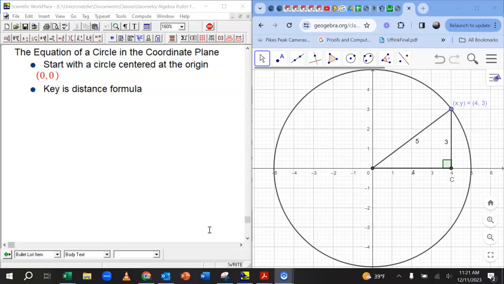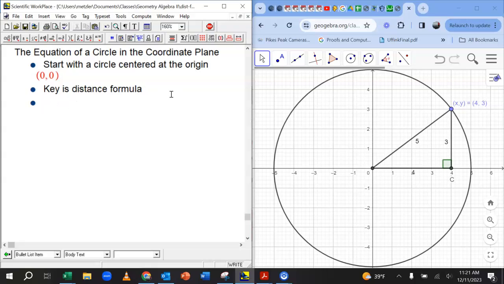So now we're going to look at the equation of a circle in the coordinate plane. And we'll start with a special case where the circle is centered at the origin, so the point 0, 0. And then we'll do the case where it's centered elsewhere. This is really an application of the distance formula, or we could take it all the way back to Pythagoras, because what's the definition?